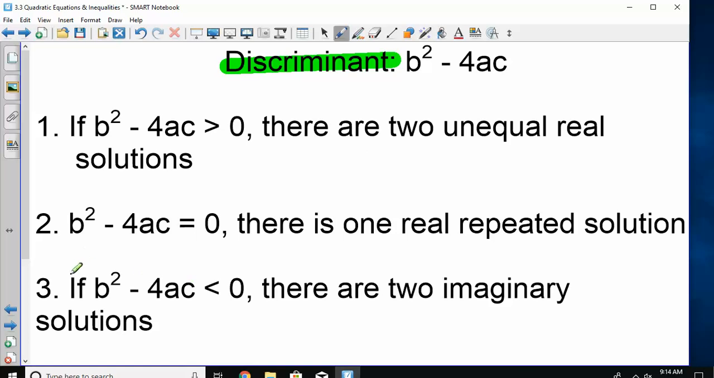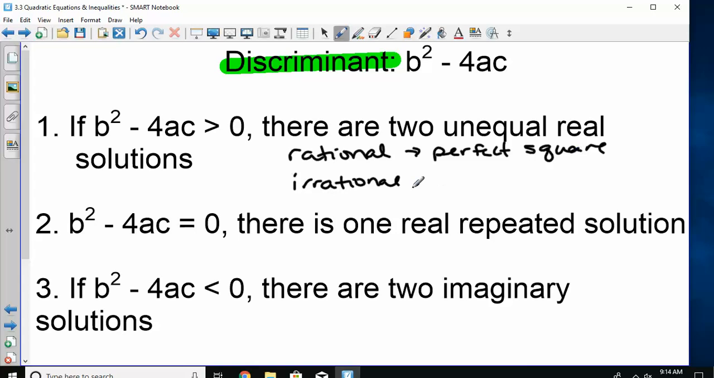And there are really 3 cases. If that number is positive, we get 2 different real solutions. Now, those might be rational, or they might be irrational. The rational would be like the problem we last did. So it's rational if it's a perfect square, because the square root will go away. It's irrational if it is not, because you'll still have that square root in the final answer.